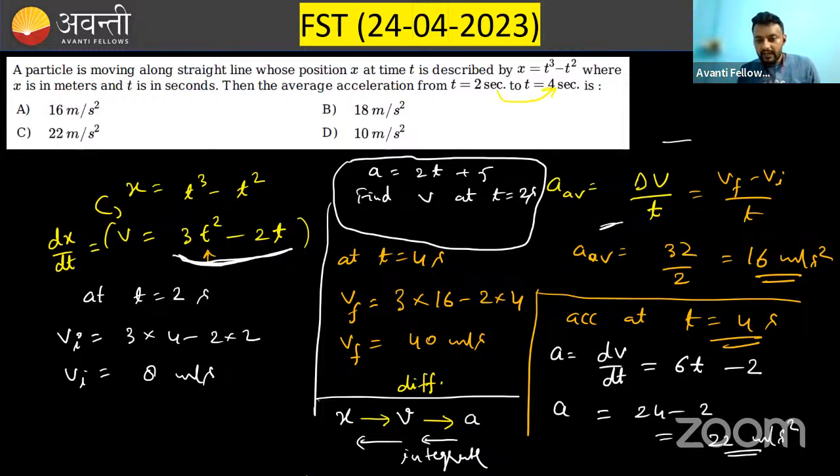If acceleration is given and they are asking for velocity, then you need to integrate it. And if velocity is given and they are asking for acceleration, then you need to differentiate it. So that's a simple thing. Moving further.